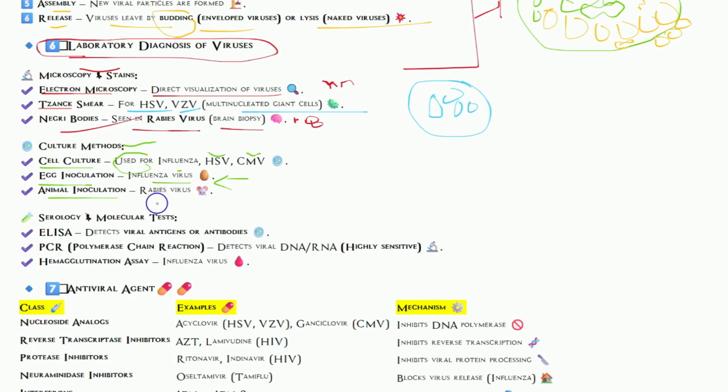Animal inoculation, in case of rabies virus, nowadays this animal inoculation is almost nil, right? But sometimes we have to do it. These two techniques are very popular: cell culture and egg inoculation. This cell culture also has primary cell culture, secondary and tertiary, so they are in different phases for different viruses, right?